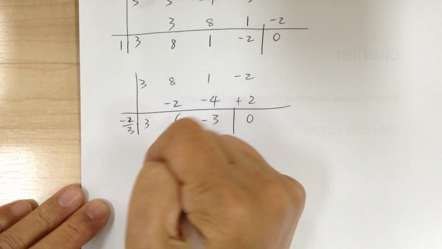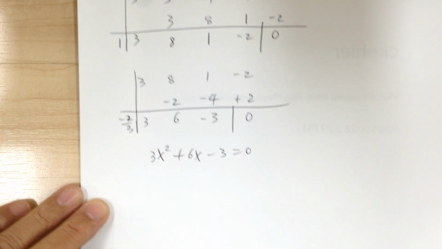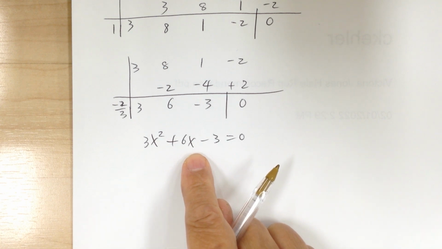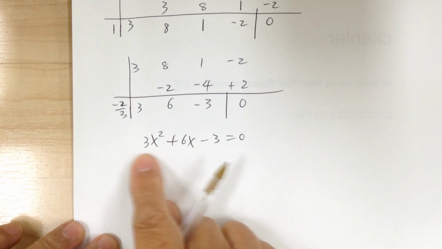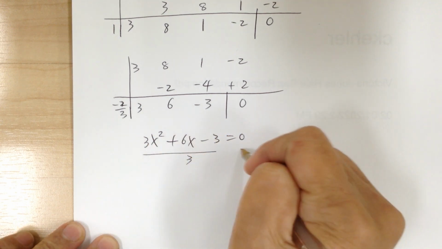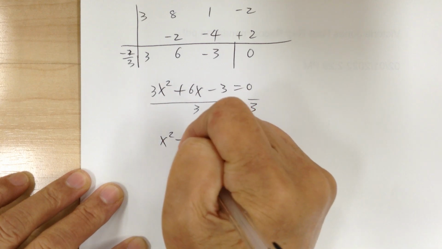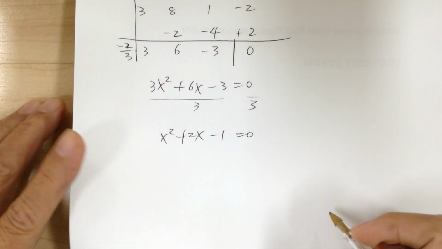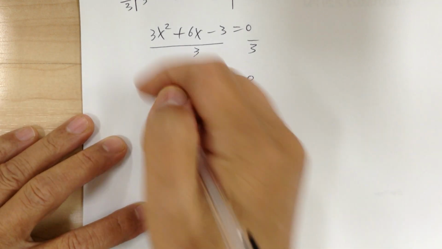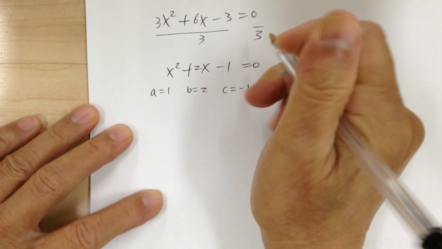So from here, you're going to get 3x squared plus 6x minus 3 equal to 0. So what I'm going to do next is divide everything by 3, because all these are multiples of 3. So dividing by 3, I get x squared plus 2x minus 1 equal to 0. And this one is not factorable, so you have to use the quadratic formula. So a equal to 1, b equal to 2, c equal to negative 1.